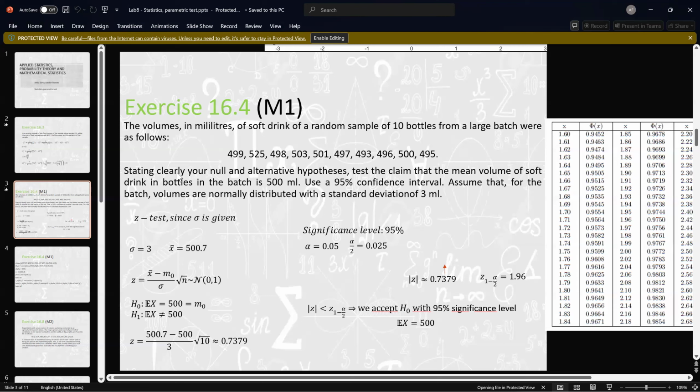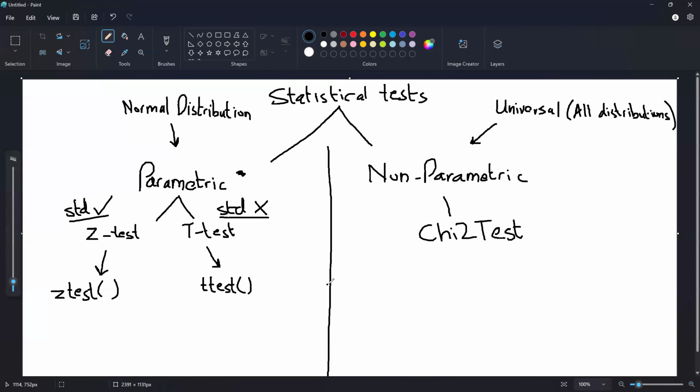So here this is something called null and alternative hypothesis. Now this is very important and it will probably come in the oral exam as well. What is the null and the alternative hypothesis? Null hypothesis is your primary assumption, and alternative hypothesis is the alternative things that can happen.